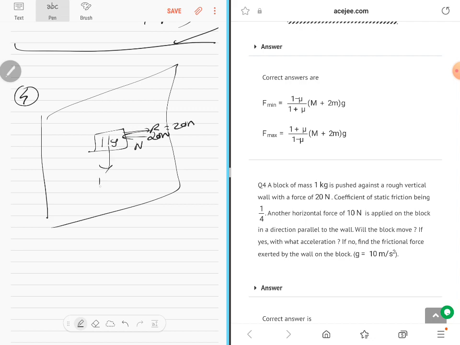That there's a 10 newton force acting downward. They have also given another horizontal force, parallel to the wall, it will be like this. You're pushing it like that, 10 newton. So that 10 newton acting downward, and this 10 newton will have a resultant which will be root of 100 plus 100, which is 10 root 2 newton, the force that is acting on it.